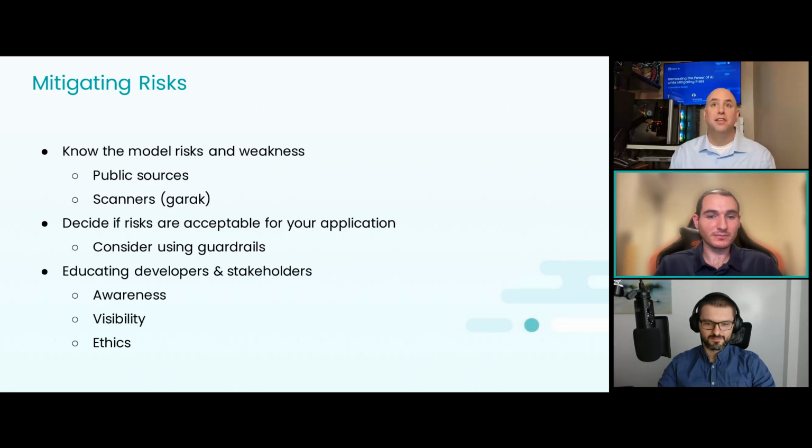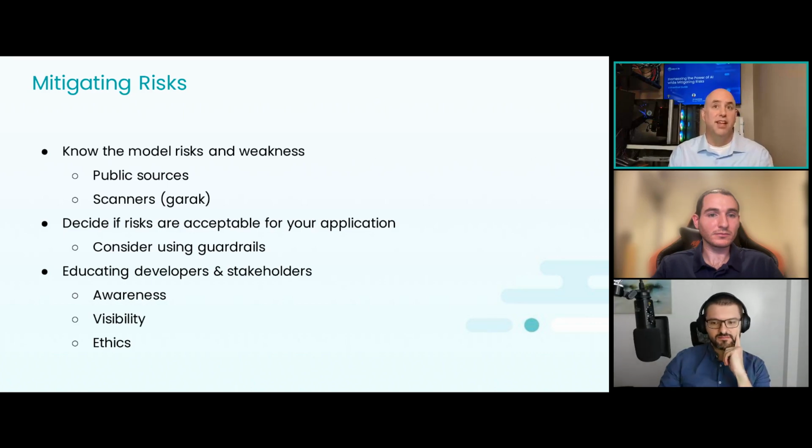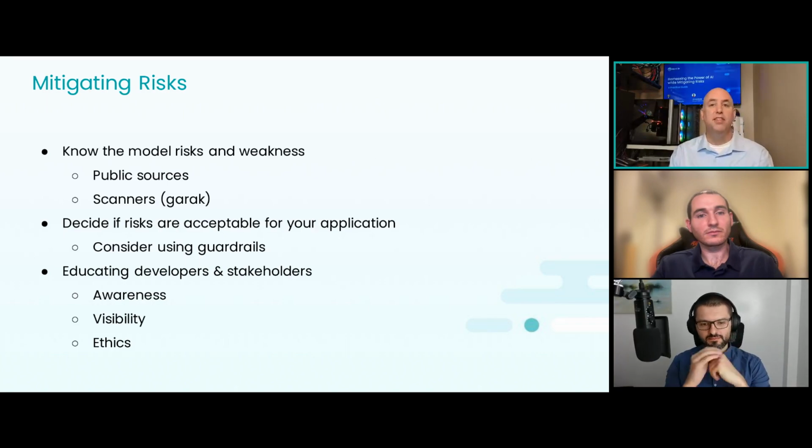Oh, so knowing the model risks and weaknesses, make sure you're pulling from public sources. Make sure that you're using the right kind of scanner. Decide if the risks are acceptable for your application. Think about the guardrails. Think about what you can put in there that will help ensure that you're not going to open yourself up for something that you're not planning for.